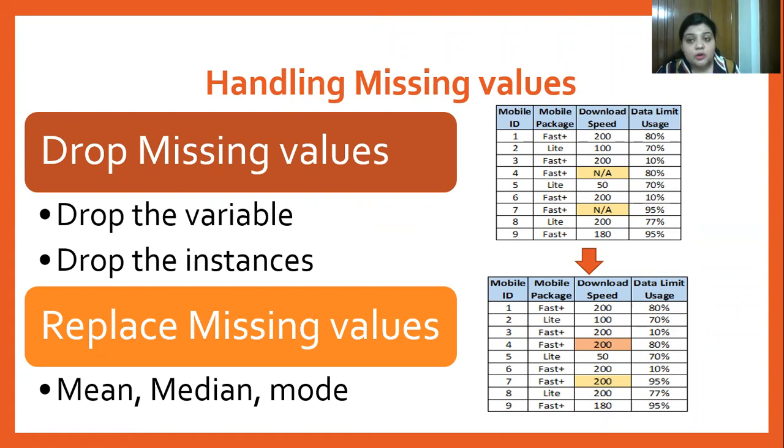But if we have a small dataset, then we cannot remove those values. So we will replace them by another statistical measure, that is mean, median, or mode. In this example, we have replaced our missing values with the mode or frequency of data. As we can see, out of 9 rows, 4 rows have download speed as 200. So based on the mode of the dataset, we have filled the missing values by 200.